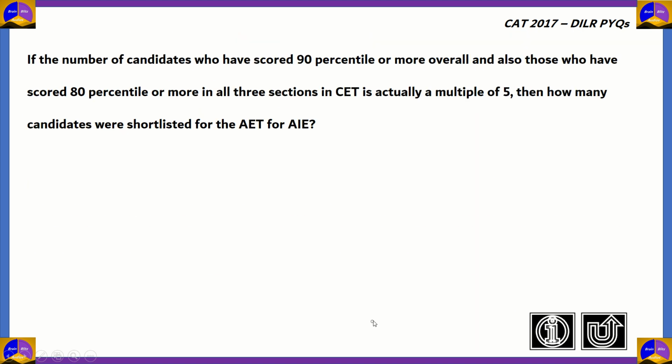Question number 3 goes like this. If the number of candidates who have scored 90 percentile or more overall, and also those who have scored 80 percentile or more in all three sections in CET is actually a multiple of 5, then how many candidates were shortlisted for the AET for AIE?